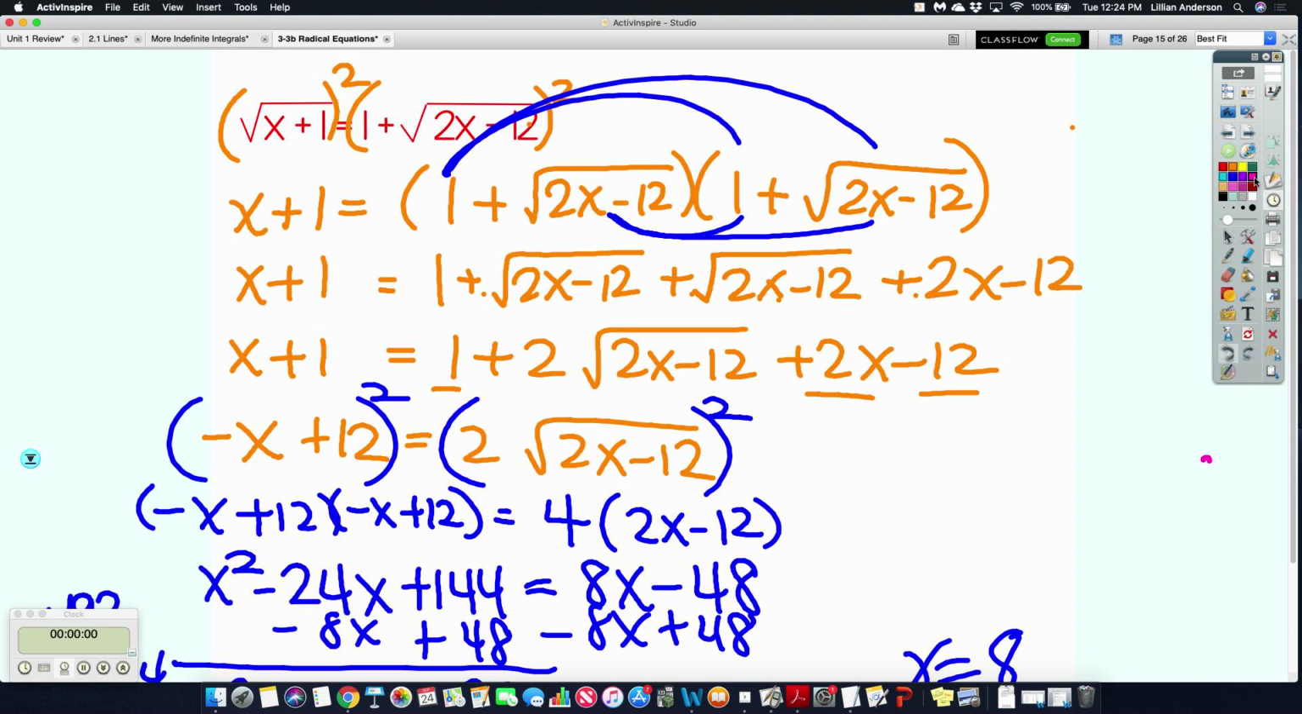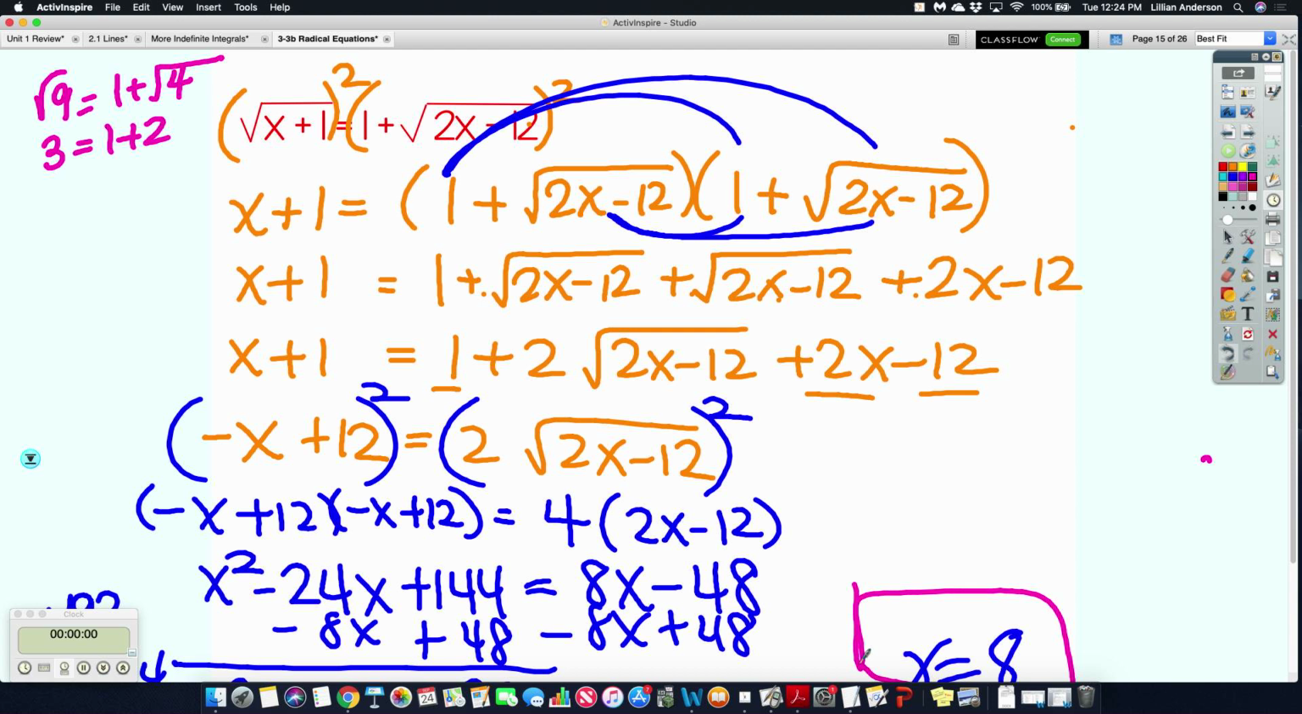So 8 and 24. Okay, so let's use 8. What's 8 plus 1? What's the square root of 9? 3. I need to see if that equals whatever it is when I plug in 8 over here. What's 8 times 2? 16 minus 12? 4. Square root of 4 is? 2. 1 plus 2 is? 3. So 8 works. Okay?